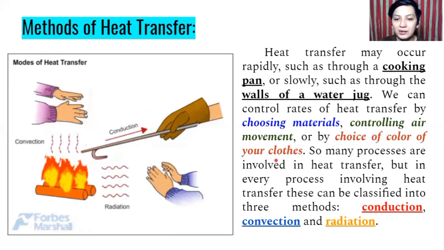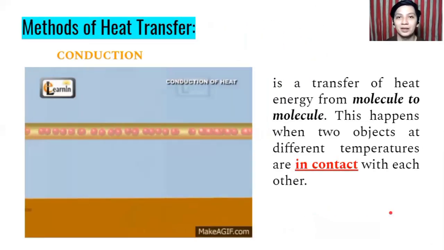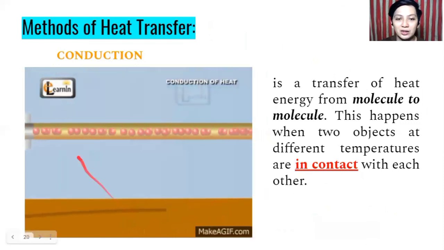And so many processes are involved in heat transfer. But every process involving heat transfer can be classified into three methods, which are what we discussed a while ago. We have conduction, convection, and radiation. Now, let us chop the three. First one, conduction. Just look at these particles here.